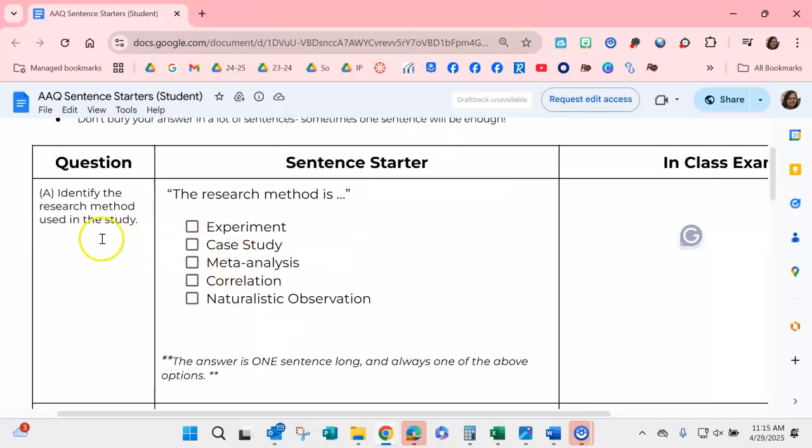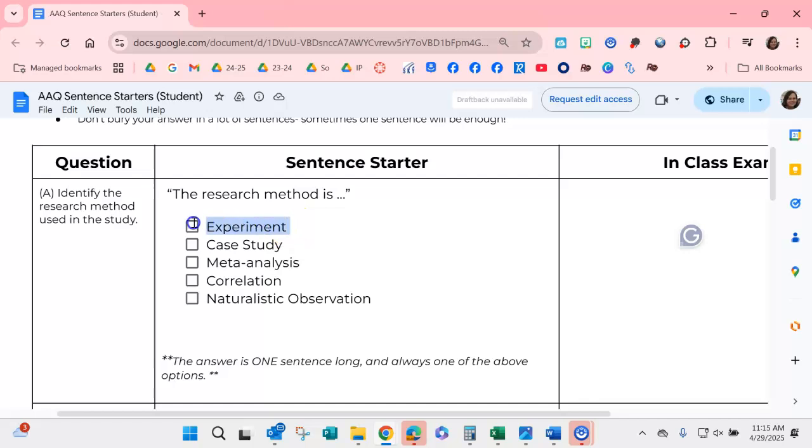All right, so the first one, identify the research method used in the study. So you would say the research method is blank. That's your whole sentence. You don't have to say because blah, blah, blah. You don't have to do any of that. But you do need to say one of these 5 things. If you want to take some notes right here, you can do this. We've talked about them before, but you might add the notes again.